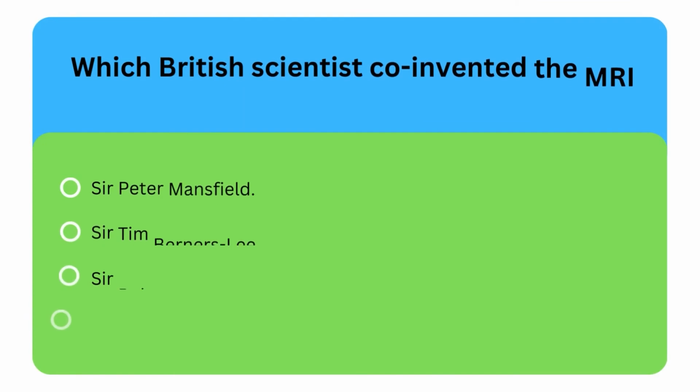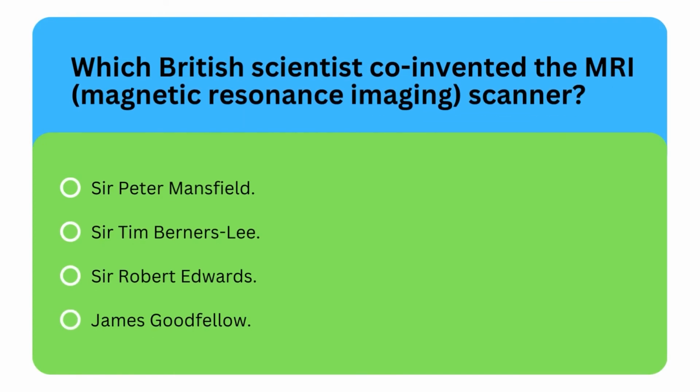Next question is which British scientist co-invented the MRI, magnetic resonance imaging scanner? Options are Sir Peter Mansfield, Sir Tim Berners-Lee, Sir Robert Edwards, or James Goodfellow. So the correct option is first option, Sir Peter Mansfield was the one who co-invented the MRI scanner.